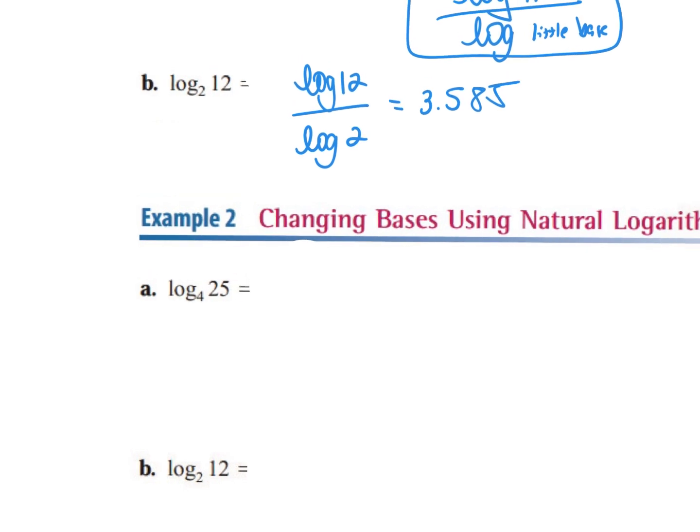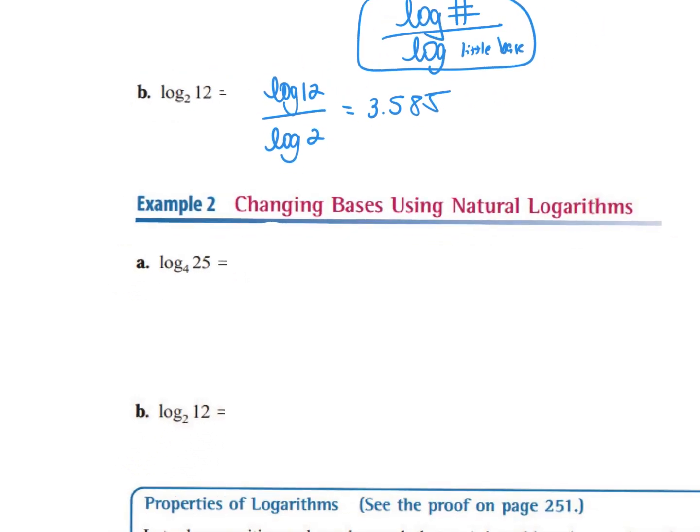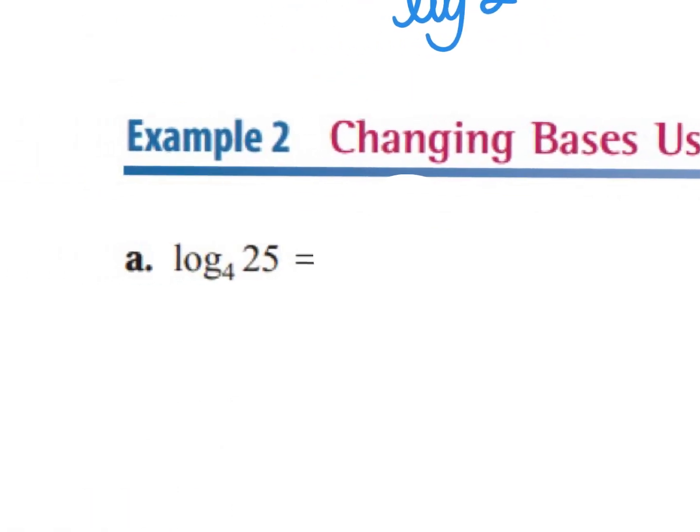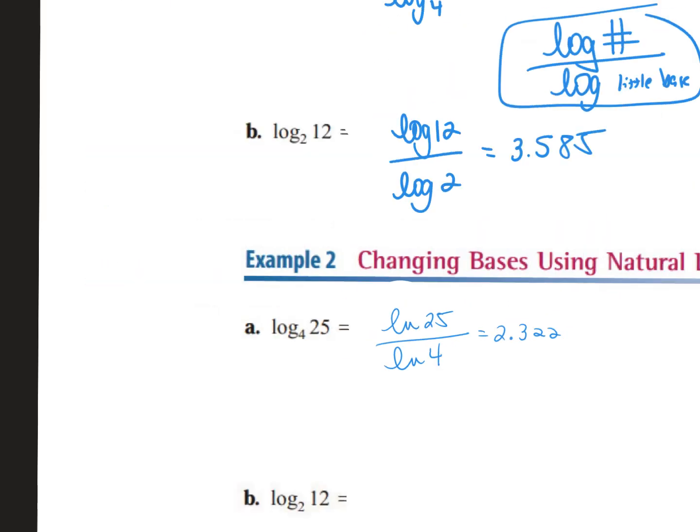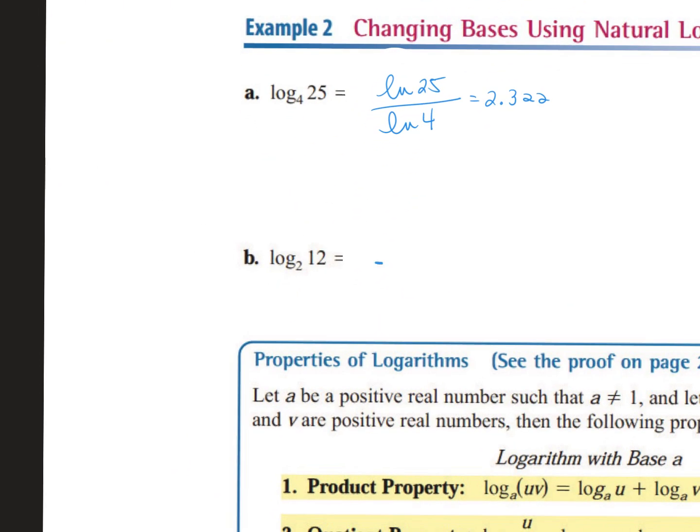If there's not a number there, what do we assume it is? 10. Now I want you to do the same thing, but use the ln button, just so you see that ln is a logarithmic function. Same thing: ln of 25 over ln of 4. What do you get? 2.322. Is that the same thing we got up here? Perfect. Now do ln of 12 divided by ln 2. Tell me. 3.585.